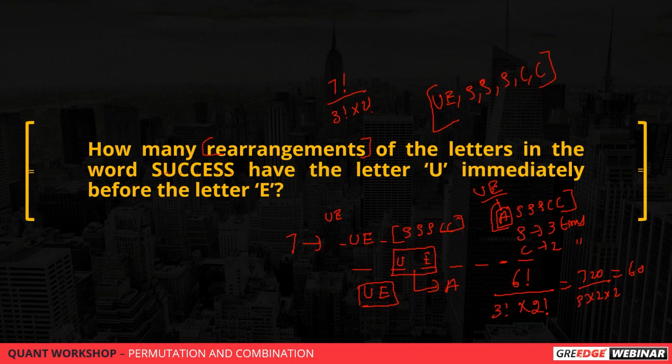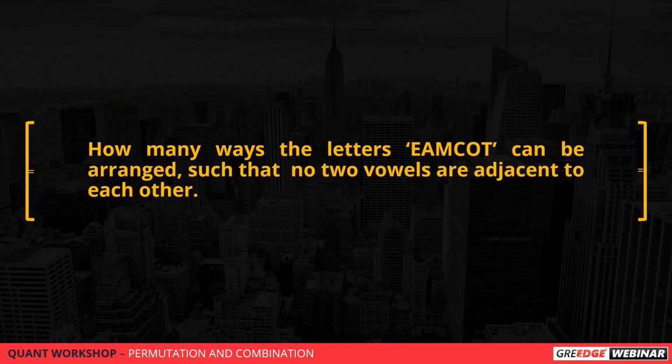So we will go with one more question. One more arrangement of words. It will be easy. You will get more logic. So how many ways can the letters of MACHETO be arranged such that no two vowels are adjacent to each other? Okay, that is the condition given. No two vowels are adjacent.